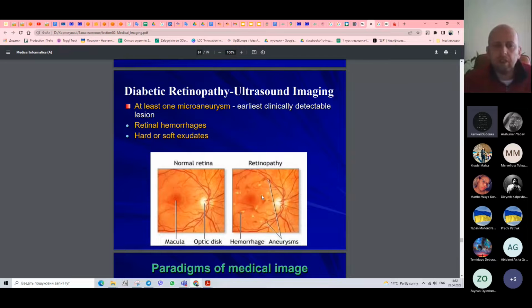You can find diabetic retinopathy, ultrasound imaging, at least one microaneurysm, the earliest clinically detectable lesion, retinal hemorrhage, hard or soft exudates are possibly found there. Macula, optic disc, hemorrhage, and aneurysm you can find there. This we can know about ultrasound diagnostics of eyes.